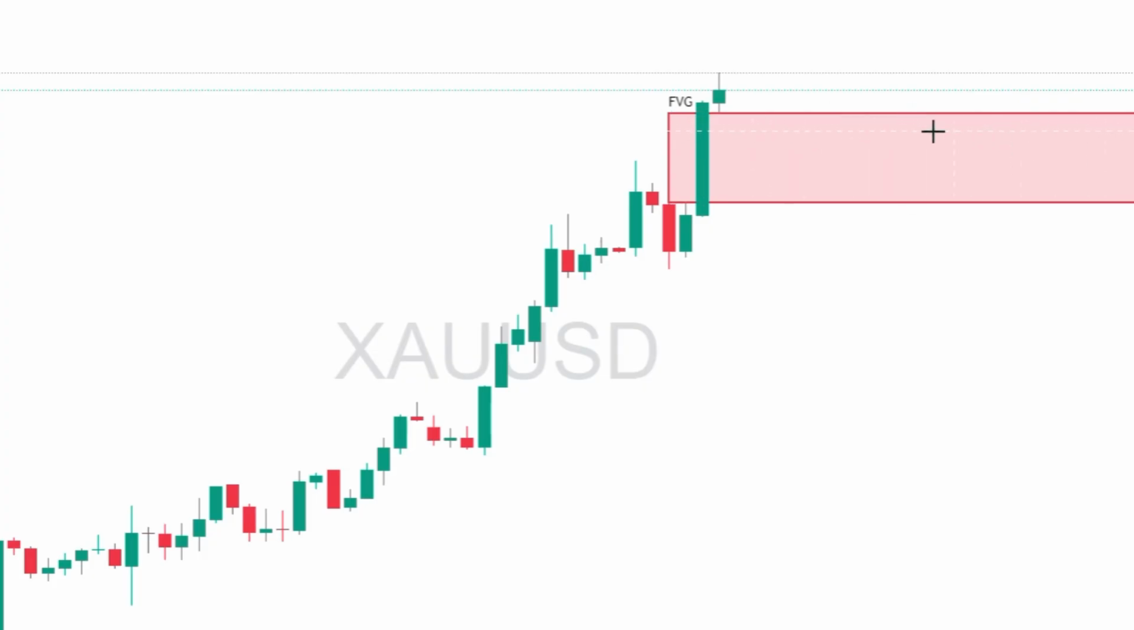What we're really anticipating is that price will trade back within this and then give us the ability to take the market higher.